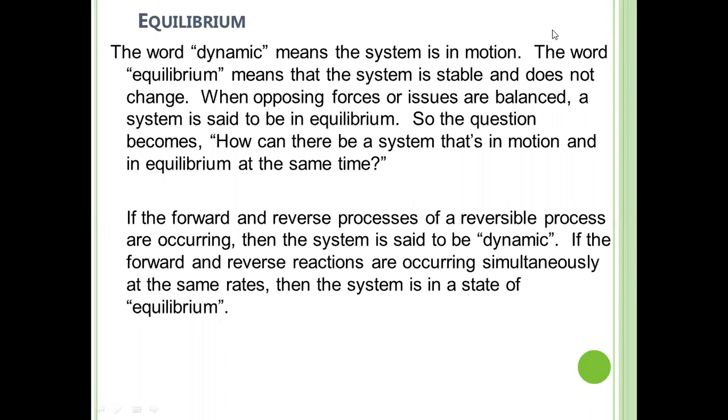So the word dynamic means a system is in motion. So that basically means it doesn't stop. The forward reaction goes and the reverse reaction goes, and they go at the same time. So if the forward and reverse processes of a reversible reaction are occurring, that's considered to be a dynamic reaction. And then once the reverse and forward reactions occur at the same rate, then the reaction is at equilibrium.